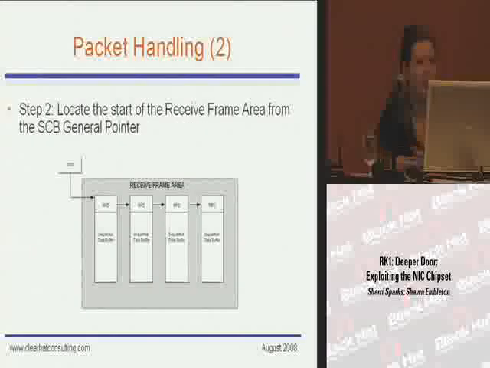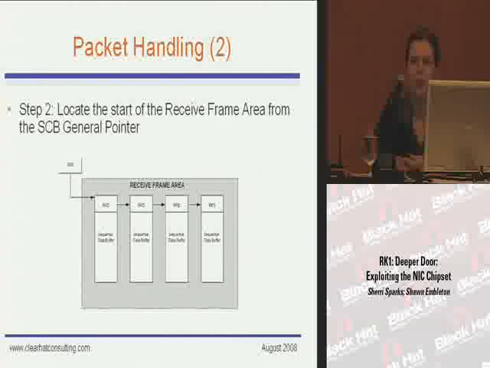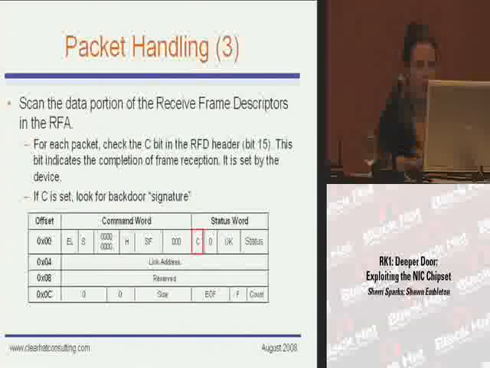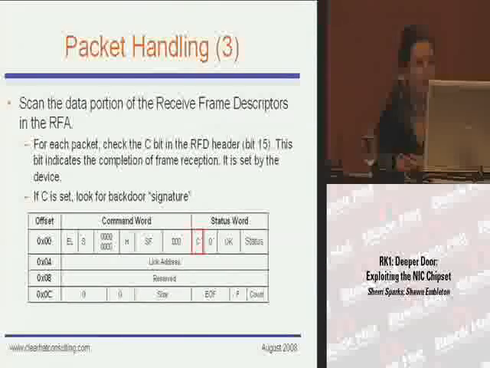So if, in fact, this is an FR interrupt, at this point we want to locate the start of the receive frame area. We can do that using the status control block general pointer. Remember, when the card is in receive mode, the general pointer points to a linked list of receive frame descriptors. So at this point, we want to walk the list of receive frame descriptors and scan the data portion of each one, the frame data, and look for a command and control signature that indicates a special packet for our rootkit.